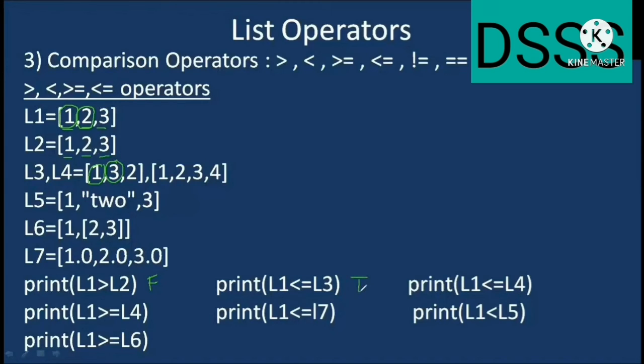Let's look at L1 less than equals to L4. 1 is compared with 1, this is equal, and 2 is compared with 2, this is equal. 3 is compared with 3, this is equal. Now there is no more to compare in L1 and L4, so the output is true. Now L1 greater than equals to L4. So this is false. Okay, let me check.